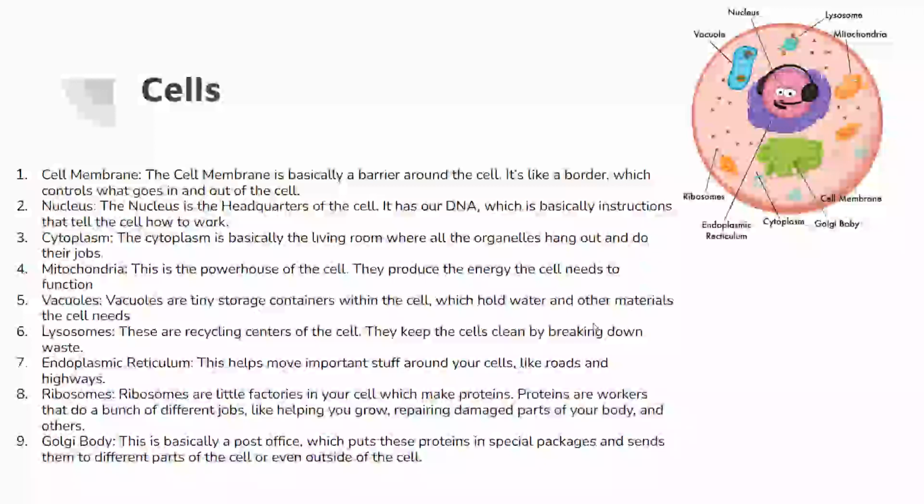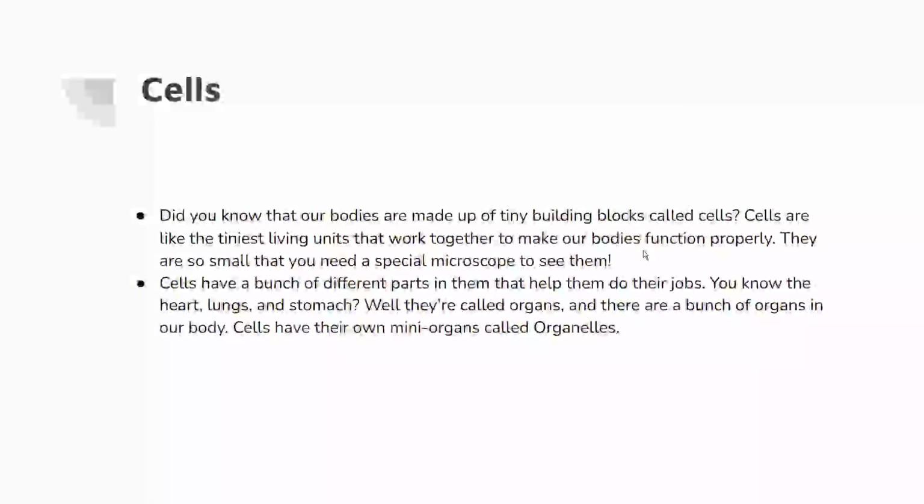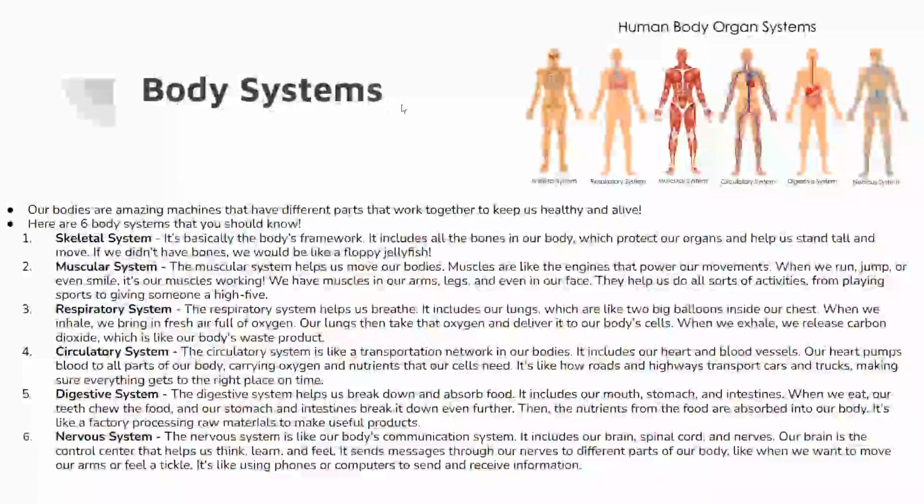So these little cells make up body systems. And you might know a lot of these already. So you have muscles, lungs, bones, heart, your stomach, nerves. I'll go more into depth about that. There are 6 main body systems you should know. First, we have the skeletal system, and that is basically the body's framework. Right here, these bones make up your body.